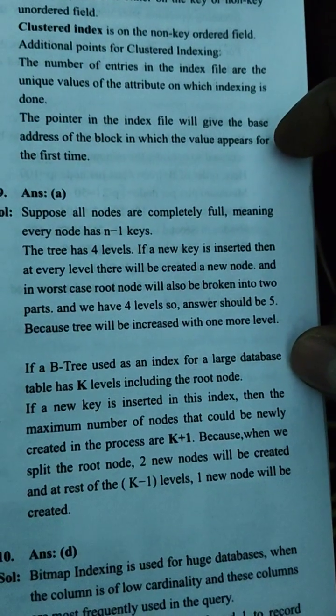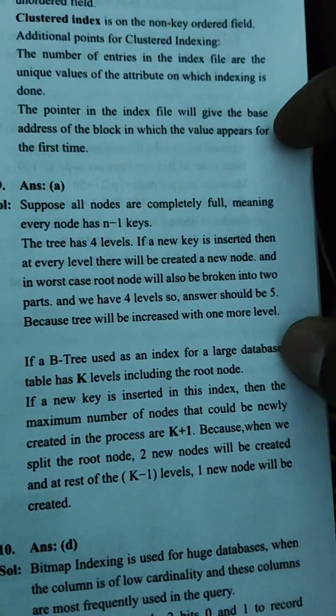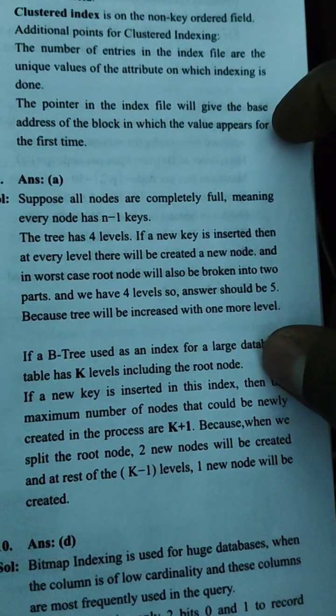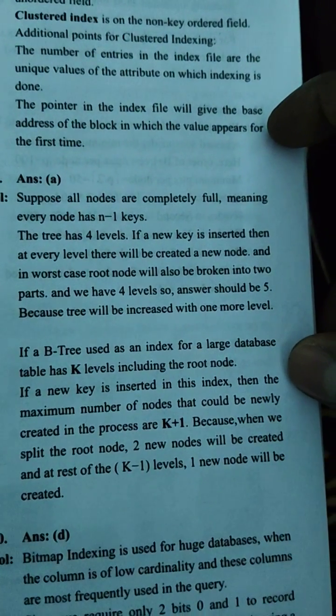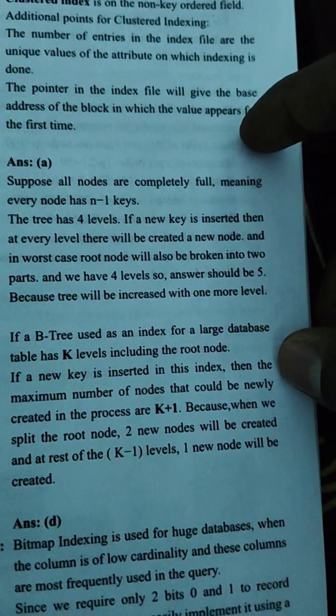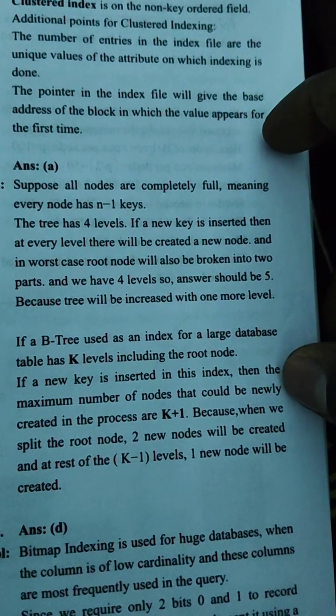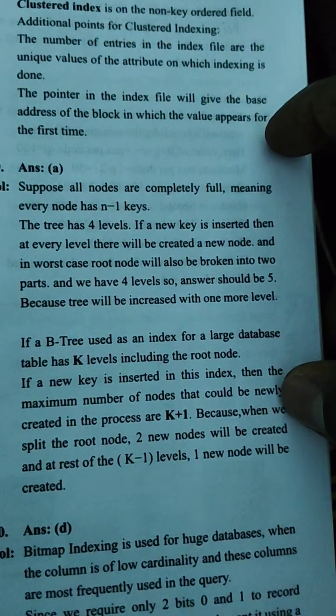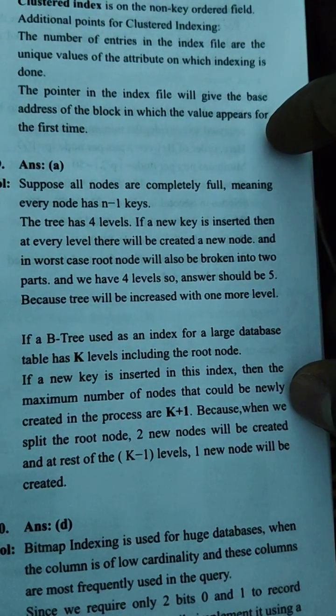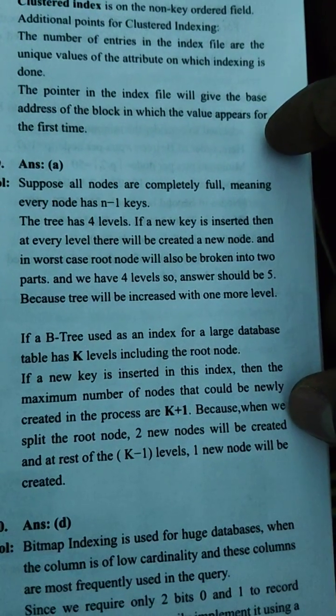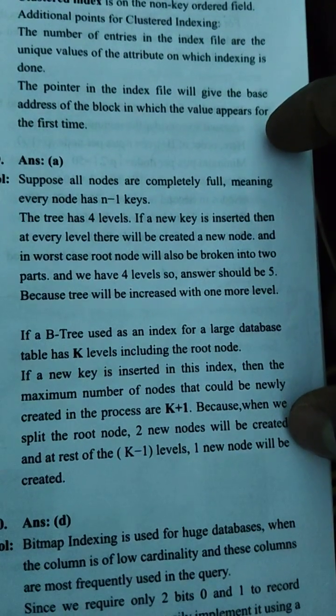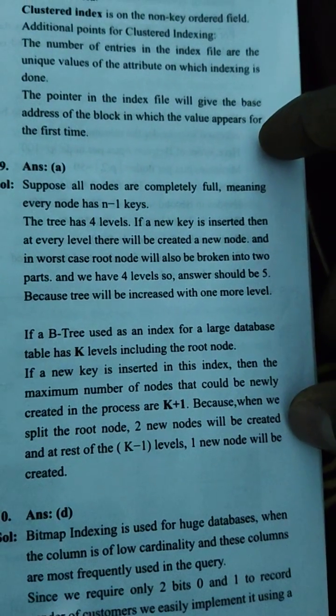If a B tree used as an index for a large database table has k levels including the root node, and a new key is inserted in this index, then the maximum number of nodes that could be newly created in the process is k + 1, because when we split the root node, 2 new nodes will be created, and at the rest of the k minus 1 levels, one new node will be created.